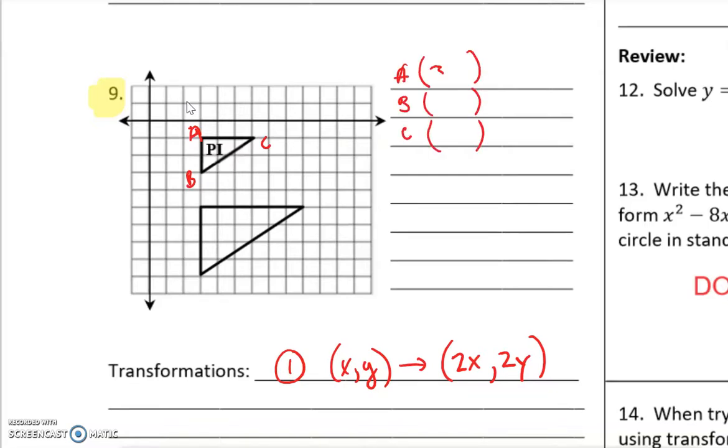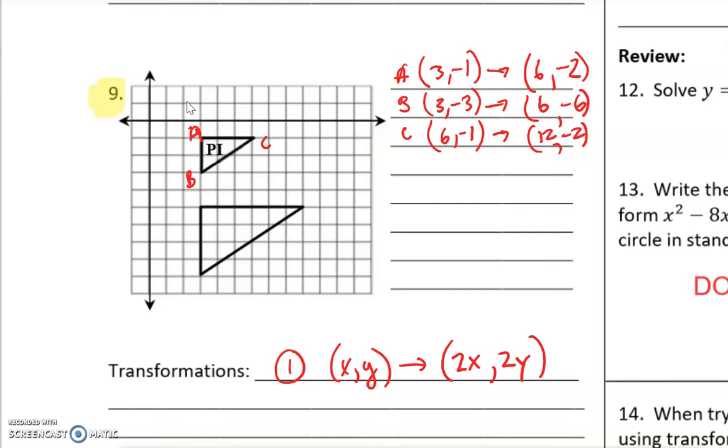So point A's coordinates are 3, -1. Point B's coordinates are 3, -3. C's coordinates are 6, -1. And we're just going to multiply all these coordinates by 2 to get our new prime coordinates. 3 times 2 is 6. -1 times 2 is -2. 3 times 2 is 6. -3 times 2 is -6. This is going to be 12 and -2.